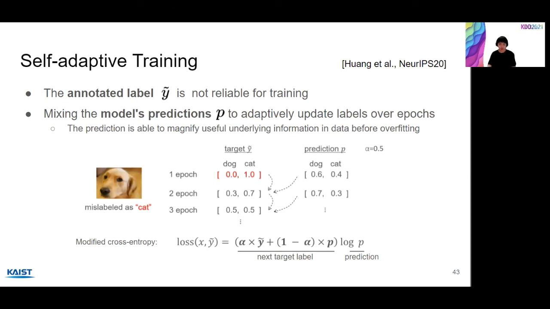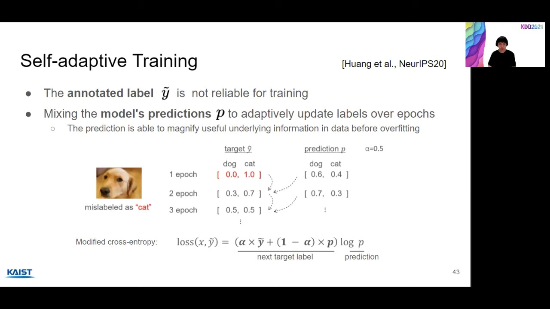Different from the two previous works, this is a relabeling approach for loss correction. In the presence of label noise, the annotated labels are not reliable. So this approach proposed to mix the given label y tilde with the model's prediction p, because the model's prediction is able to magnify useful underlying information in training data before overfitting. So it can adaptively update the label of each example over the training epochs.